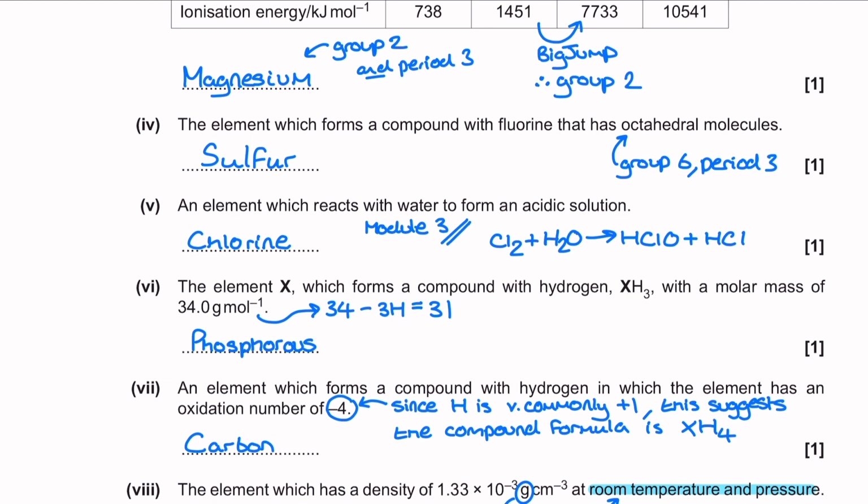All you need to do for this is consider that if you've got 3 hydrogens in there, that's going to be -3 from the 34. That leaves you with 31, meaning that X has got to be phosphorus. So that's quite straightforward, actually.